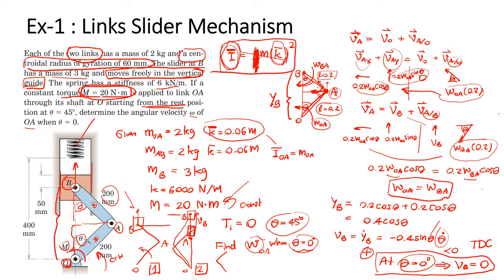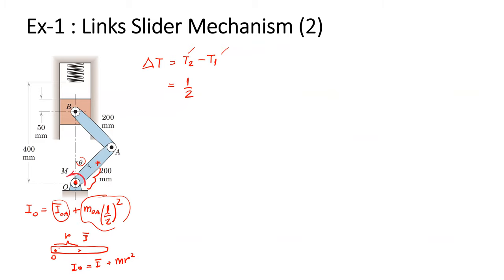So in the problem, they give the mass of the link OA, and they give the radius of gyration. So the moment of inertia is 2 multiplied by 0.06 square. This is the moment of inertia about the point G of the link OA. But we need to consider the effect of changing the position, so it needs to be plus the mass multiplied by the offset square.